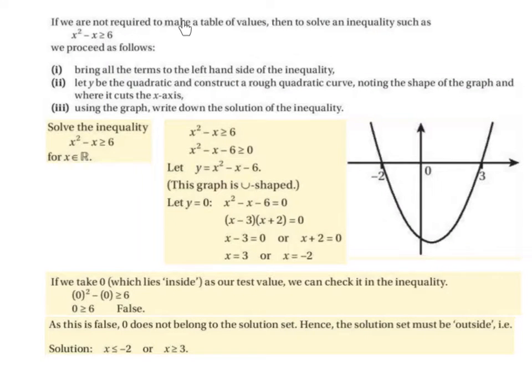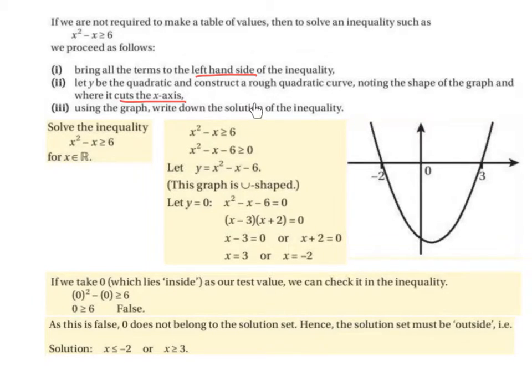If we are not required to make a table of values, then to solve an inequality such as x squared minus x is greater or equal to 6, we proceed as follows. Part 1. Bring all the terms to the left-hand side of the inequality. Part 2. Let y be the quadratic and construct a rough quadratic curve, noting the shape of the graph and where it cuts the x-axis. Part 3.